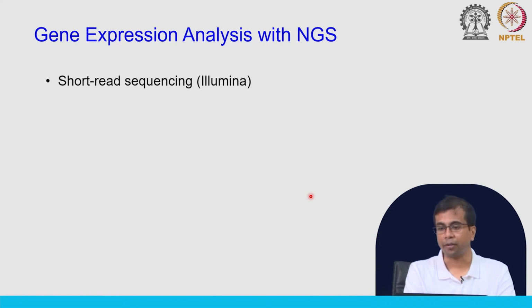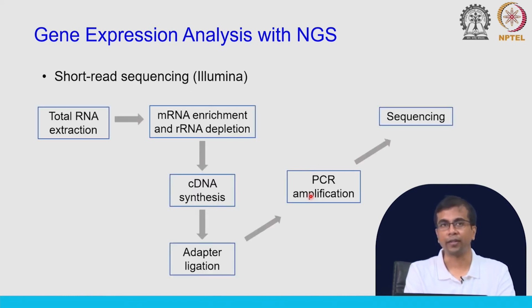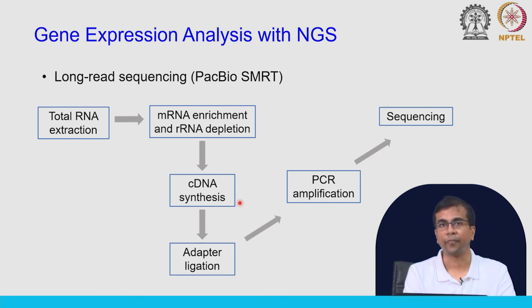So, let us talk about short read sequencing. What would be the protocol in this case? You have the total RNA extraction, you get the mRNA enrichment and cDNA synthesis, followed by adapter ligation and PCR amplification. This is the bridge amplification step that we need to perform, and then the sequencing. So, you have the usual steps after cDNA synthesis. Of course, you cannot sequence this as RNA, you will have to synthesize cDNA.